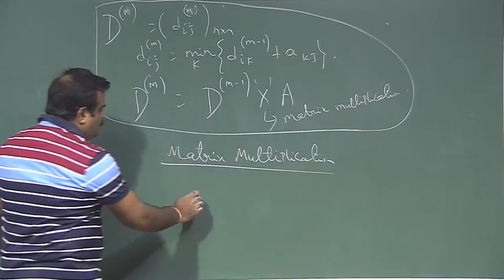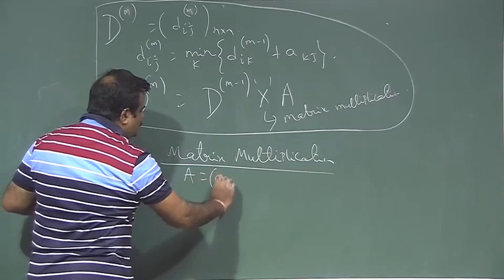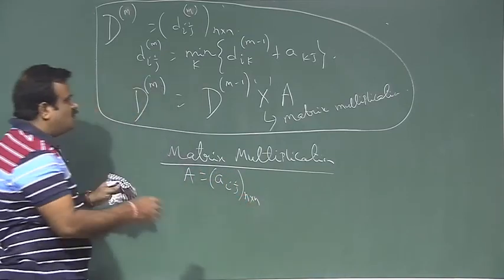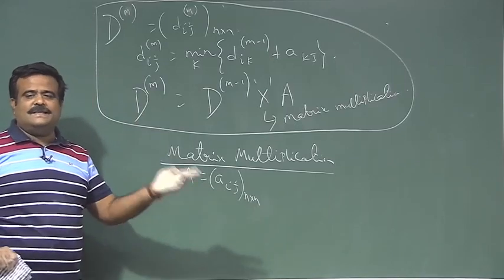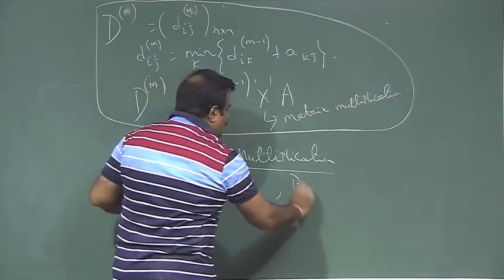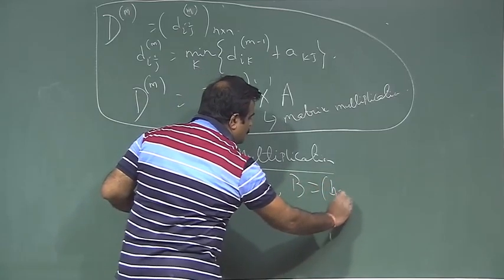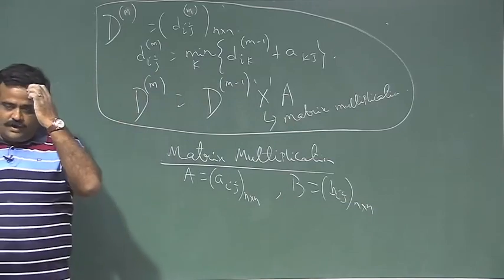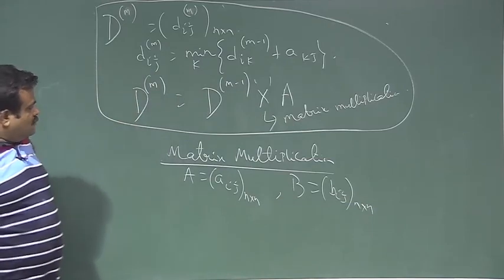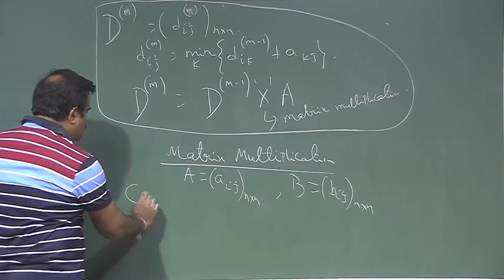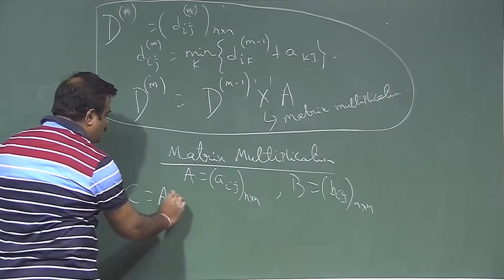For matrix multiplication, what do we have? We have two matrices of real numbers. It could be of size n by n, or m by n and n by p, but for simplicity we have two matrices A and B, both of the same size n cross n. Then the multiplication of these two matrices is C equals A into B.